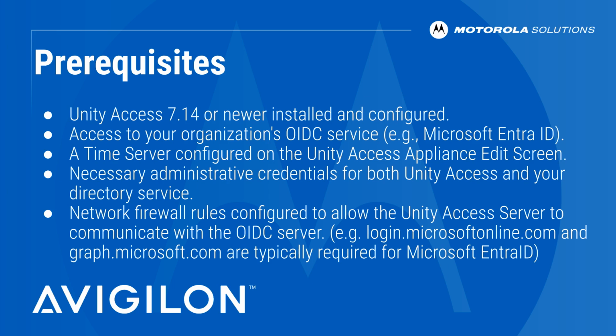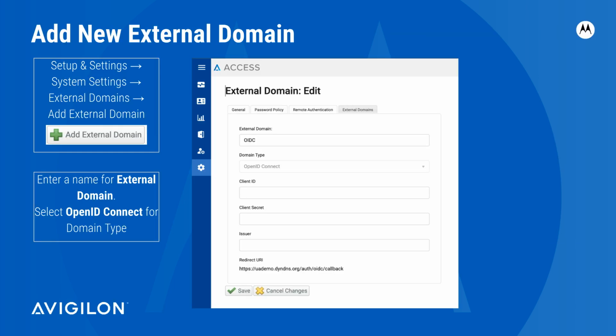And finally, ensure your network firewall rules are configured to allow the Unity Access server to communicate with the OIDC server. For Microsoft Entra ID, this typically means allowing connections to login.microsoftonline.com and graph.microsoft.com. Let's start with the Unity Access configuration.